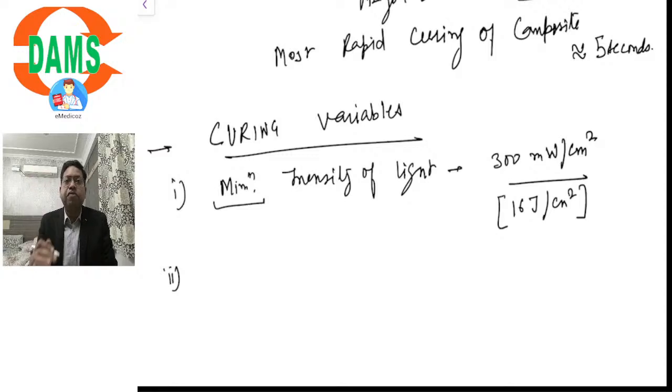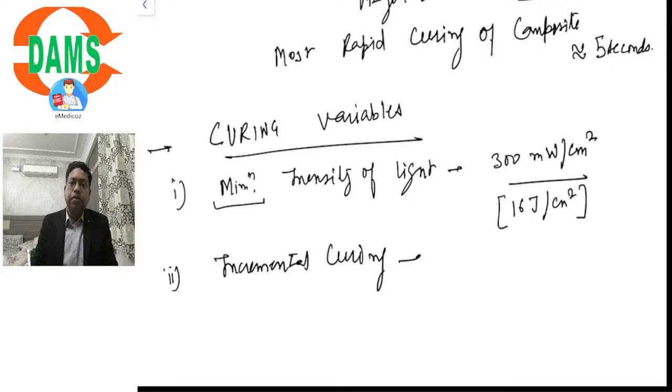In the beginning only, I have told you that whenever we talk about composites, the most significant disadvantage would be that they undergo massive polymerization shrinkage. So we have to incorporate certain means in the clinical procedure so that that polymerization shrinkage can be minimized. So we place incremental curing. Incremental curing is done in increments of 1.5 to 2 millimeter thick increments.